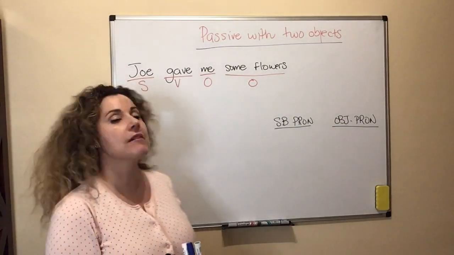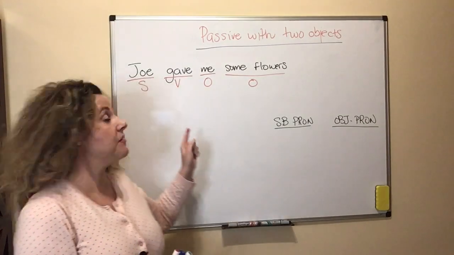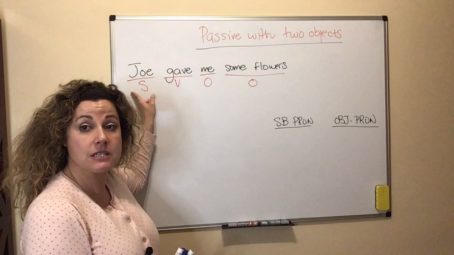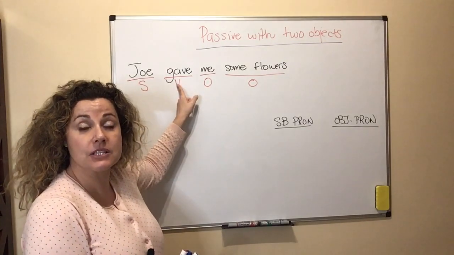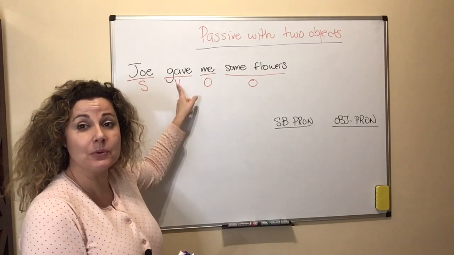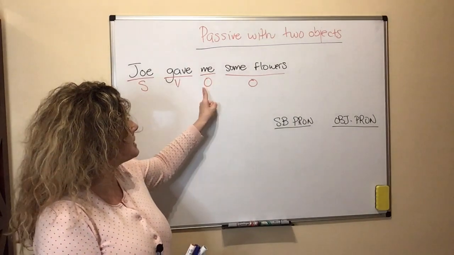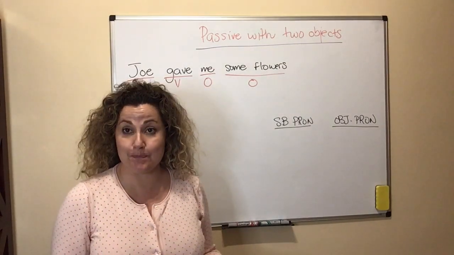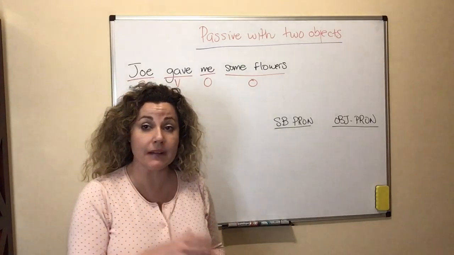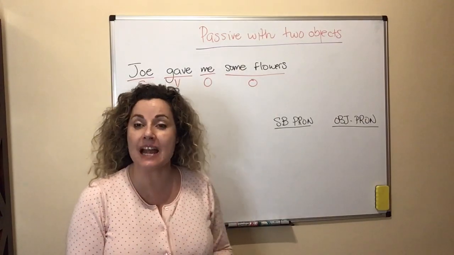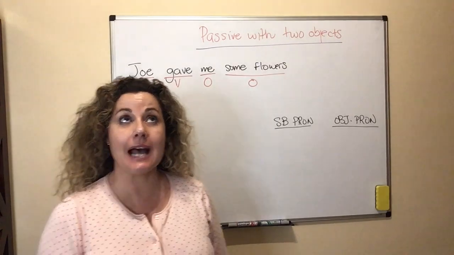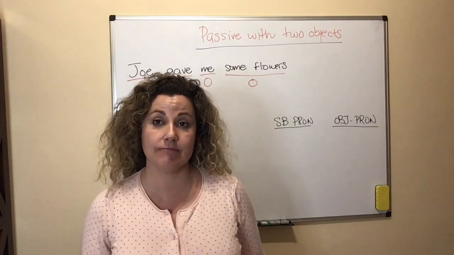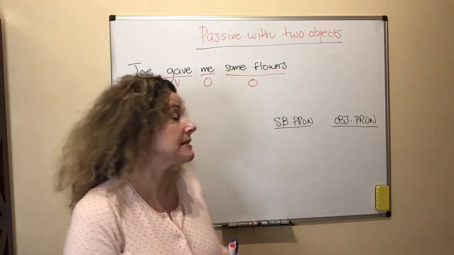Joe gave me some flowers. So we identify Joe is the person who did the action. Joe is the subject. Then we have the verb to give, in this case is past simple, gave. And then we have me and some flowers, and both of them are objects, but two different objects. One, some flowers, is the direct object. It answers the question what. What did Joe give me? He gave me some flowers.